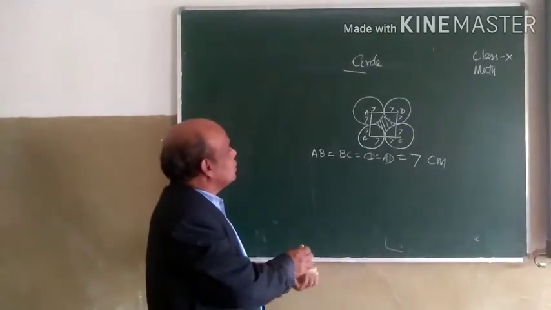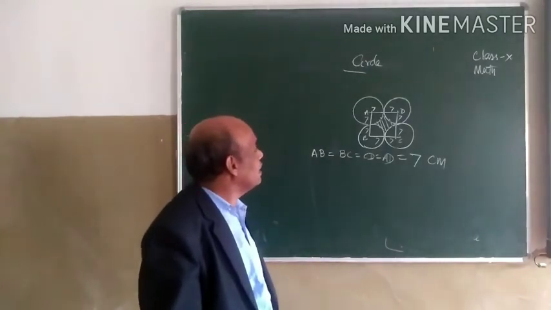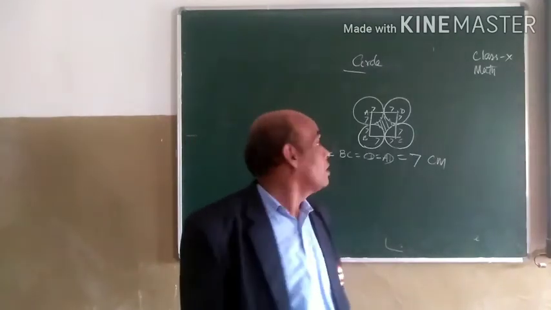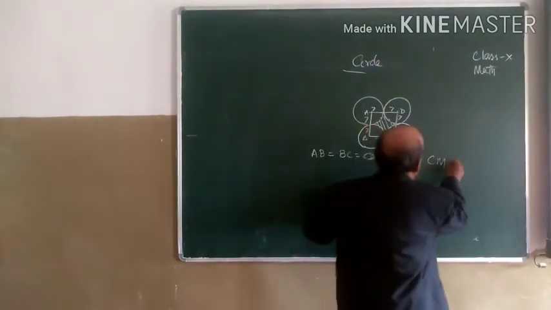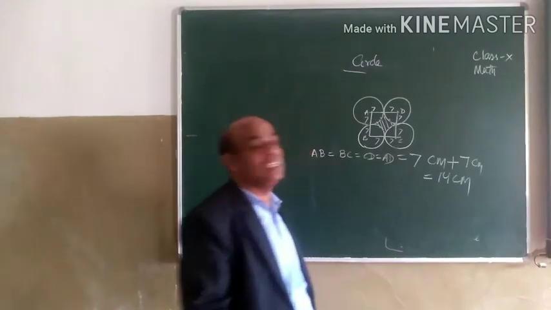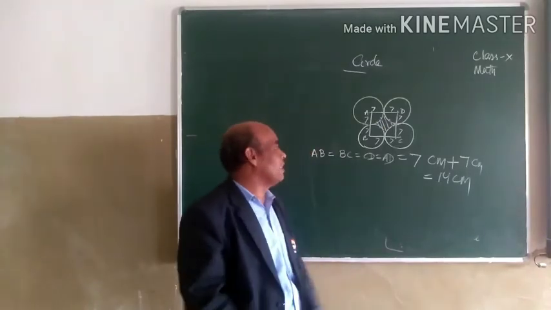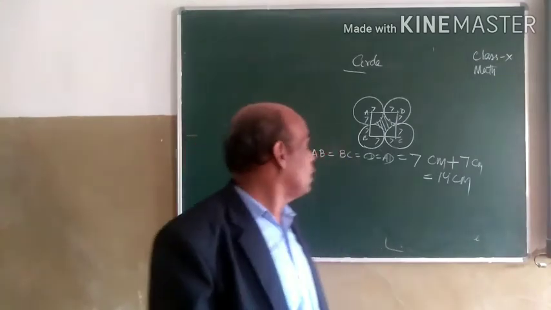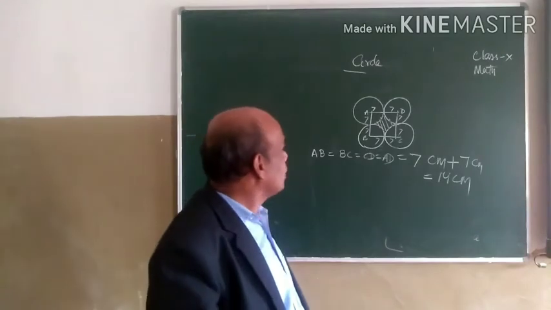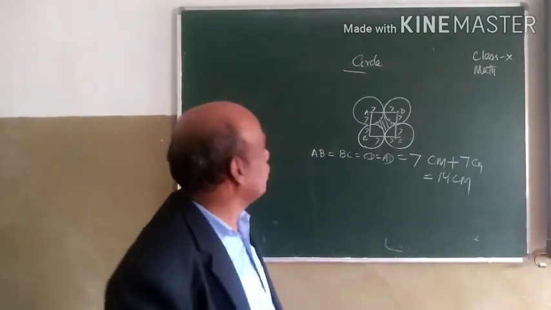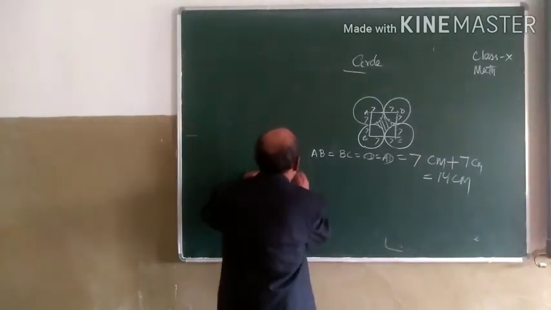So AB is equal to BC is equal to CD is equal to AD. That is the side of the square, and it is 7 plus 7. So you are getting 14 centimeter. Because the radius is 7. So you are getting AB is equal to BC is equal to CD is equal to AD, that is 7 plus 7, that is 14 centimeter.